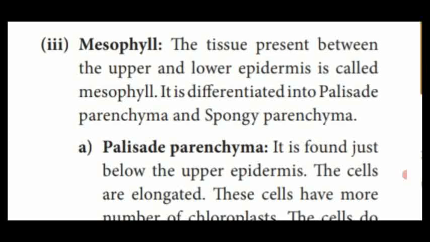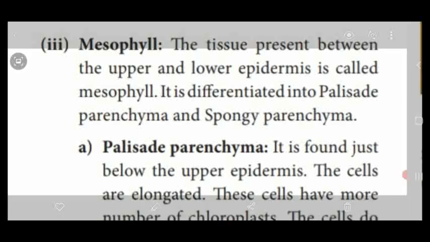Next one, mesophyll tissue region. So what is mesophyll? A tissue which is present between the upper epidermis and the lower epidermis is called a mesophyll tissue. What is the name of the region between the upper epidermis and lower epidermis? Mesophyll tissue region. This mesophyll tissue region is differentiated into two types of parenchyma cells. One is palisade parenchyma, another one is spongy parenchyma.